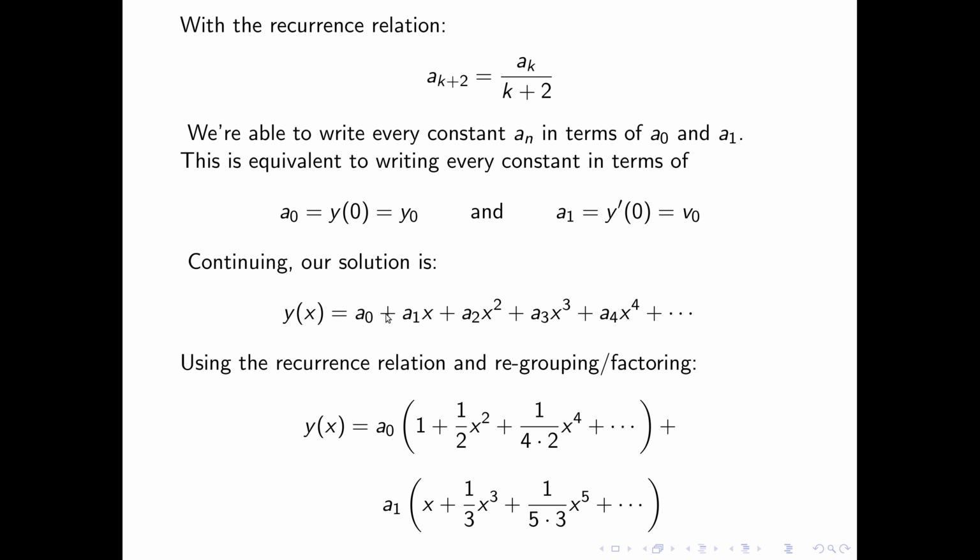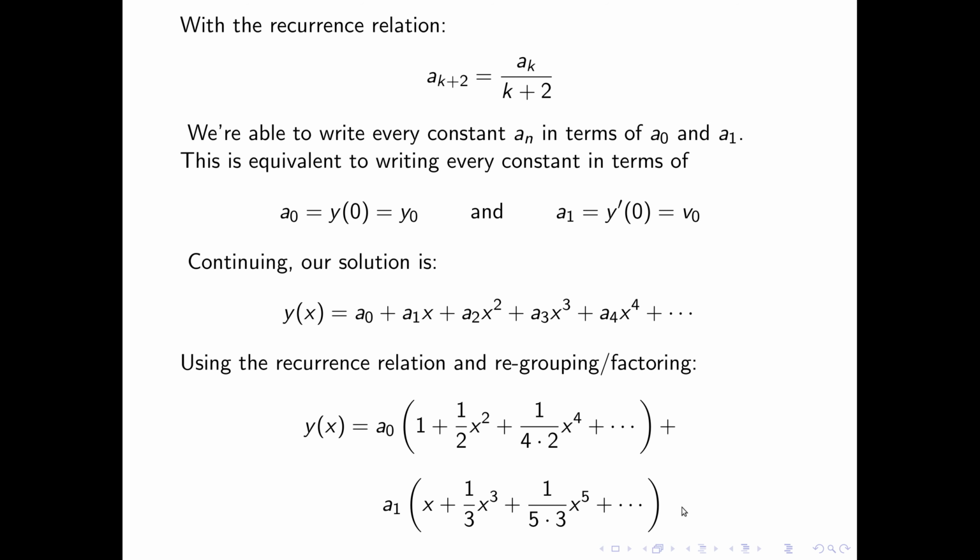And so just continuing, here's what we were after, our y of x. And so if I just do some regrouping of terms, in this case the terms with a sub 0 split apart from the terms with a sub 1. And so the terms with a sub 0 were 1 plus 1/2 x squared plus 1/4 times 1/2 times x to the 4th plus dot dot dot, plus a sub 1 times x plus 1/3 x cubed.